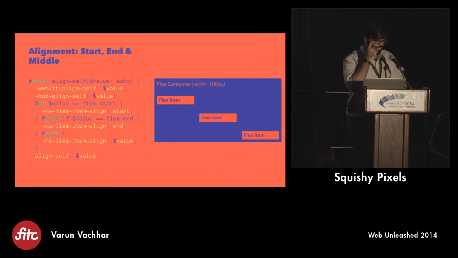And lastly, you can also do alignment. So alignment lets you define where this item should be aligned within the parent container. And alignment happens along the cross-axis. So to vertically center something, all you have to do is call align self center. That's it, which is kind of crazy compared to what we have to do in CSS right now.